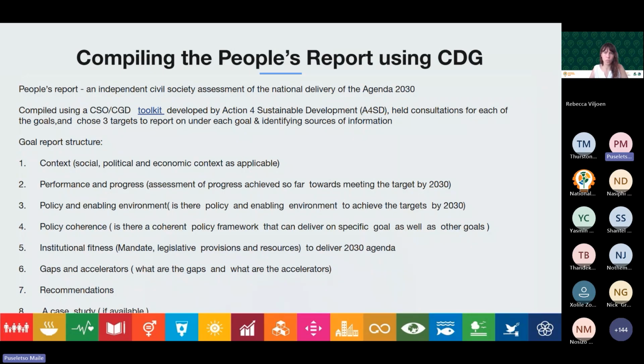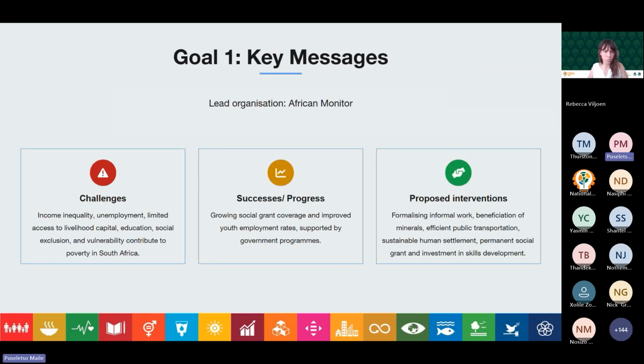This was done in 2 parts. Civil society did a scorecard which is based on perception, where they rated where the country is in terms of policy, in terms of achieving the goals by 2030. Then they also did an analysis based on the data they have previously produced for the chapters under the report.